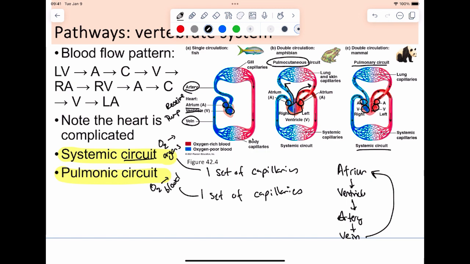So this makes it a little bit more complicated when we start dealing with a mammalian circulatory system or an avian circulatory system, where we go left ventricle, artery, capillary, I'm throwing in the capillaries, vein, right atrium, right ventricle, artery, capillary, vein, left atrium, to your left ventricle, hit repeat. So here we're just taking our pattern of AV, AV, and making it a little bit more complicated, where we have lefts and we have rights.